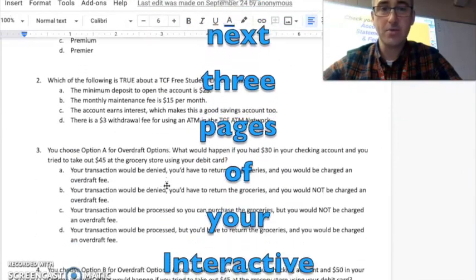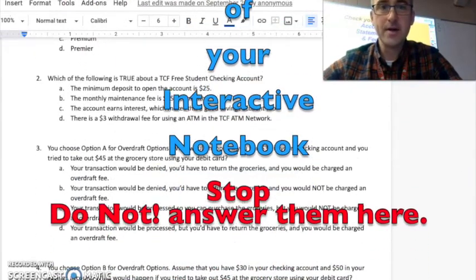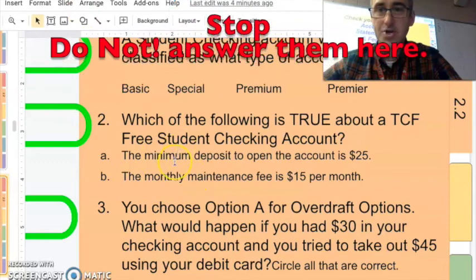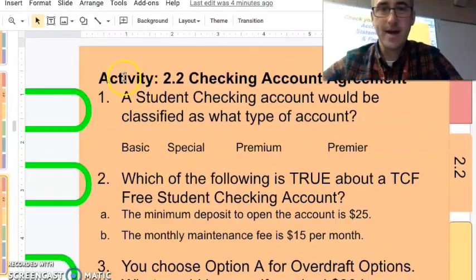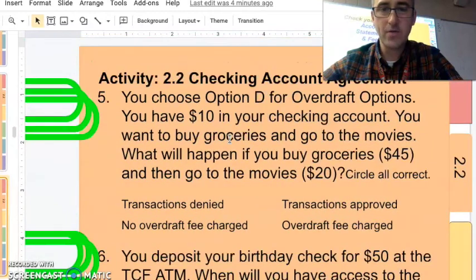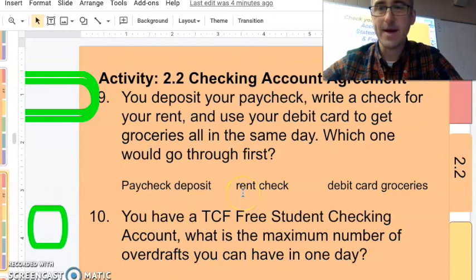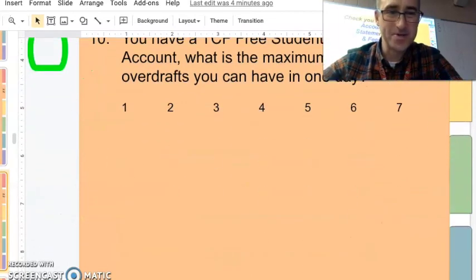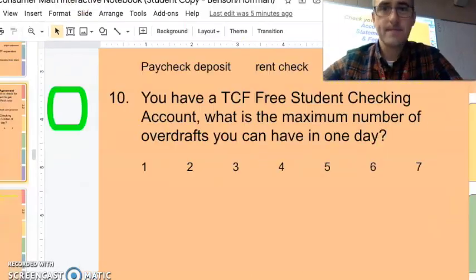These questions here below, you don't need to do because they are on our sheet right here. Activity 2.2. I believe there's 2 pages of questions. I take that back. There's 2.5 pages of questions. After you've answered number 10, I want you to head back to our class Schoology page and just double check that there's nothing else in the folder you need to complete.